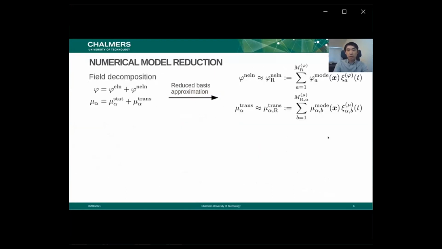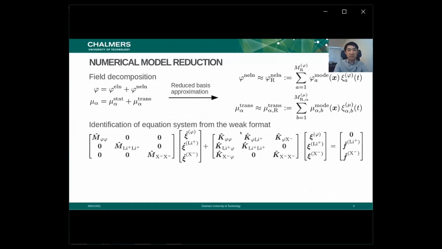And then we can use all of these snapshots that we have gathered to compute modes via POD, that is proper orthogonal decomposition. We can insert these modes into our weak forms, and then out of it we can get this type of equation system. In this case, it's a first order ODE system. This is our surrogate model.